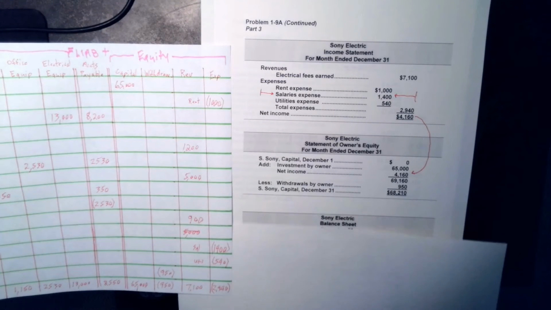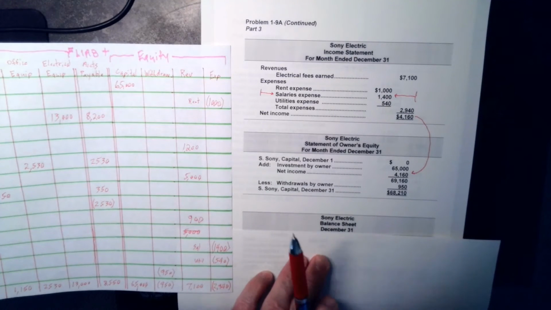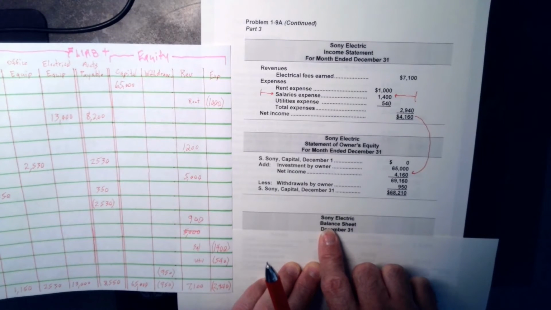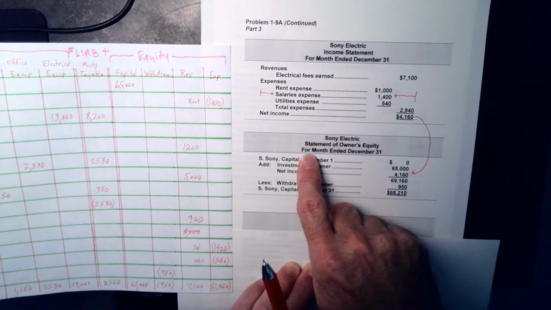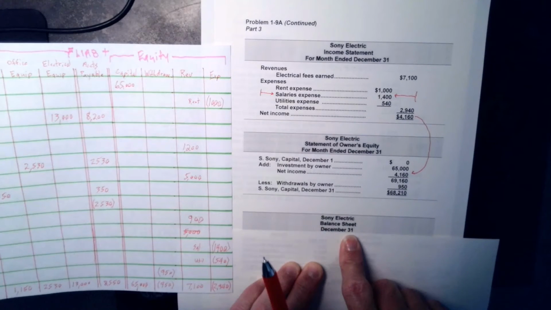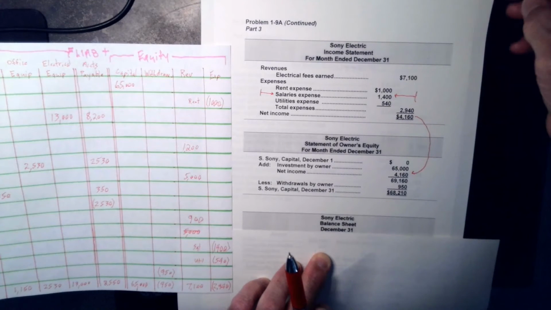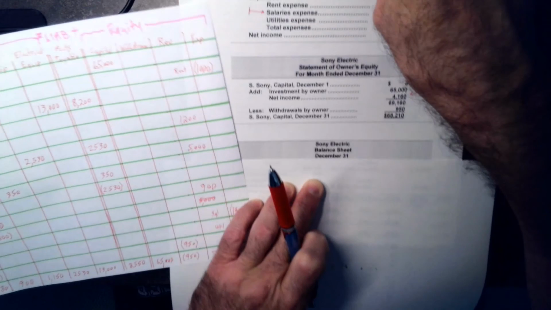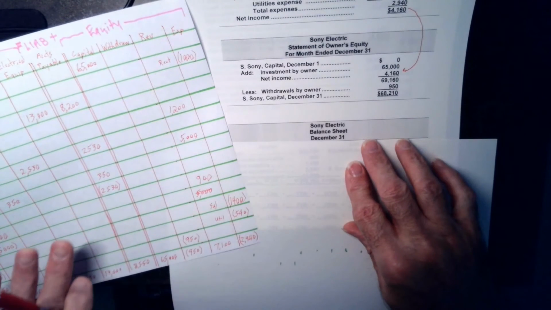Next, balance sheet. And I'm going to do again Sony Electric. I'm going to say this is my balance sheet, but I don't put for month ended December 31st, I put December 31. Why? Because a balance sheet is a picture at a point in time of what I have as far as assets, liabilities, and equity.